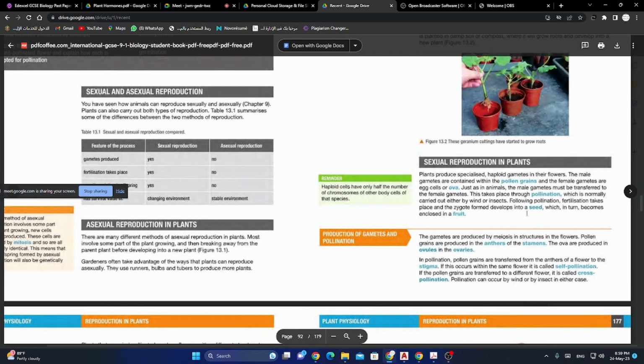Let's continue where we stopped then. Sexual reproduction in plants. So first, there are two gametes in the case of plants. There are pollen grains, which are the male gametes, and egg cells or ova, which are the female gametes. So they're here mentioning pollination develops into a seed and in turn is enclosed in a fruit.